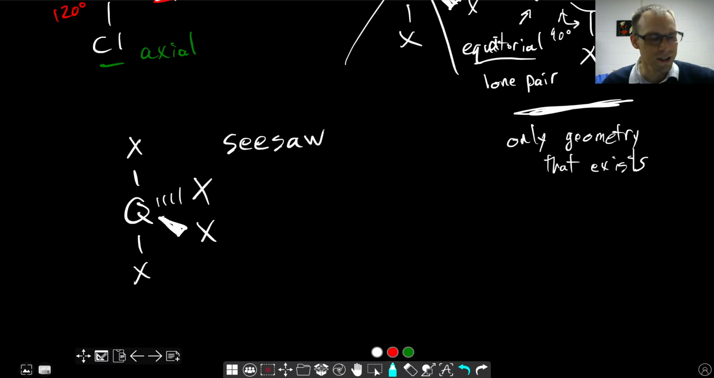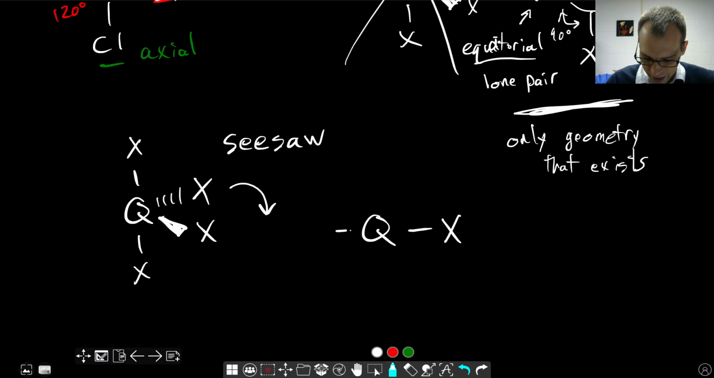Now, why is it called seesaw? Well, you can imagine turning this 90 degrees on its side. And so we'll have these x's pointed sideways. Again, our lone pair is up here. And we have now one x pointed backwards and one x pointed forwards. Oh, I made those h's. I keep wanting to put specific atoms in these.